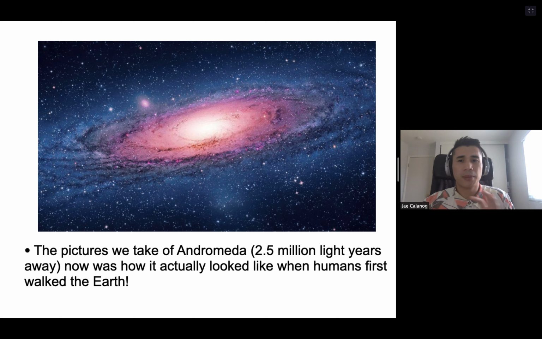And so, put that into perspective. If there was an alien in Andromeda that could actually see people on Earth, right, they're under the same laws of physics as us. So therefore, they would see the Earth as how it appeared 2.5 million years ago. So they would basically see humans when they first walked the Earth.